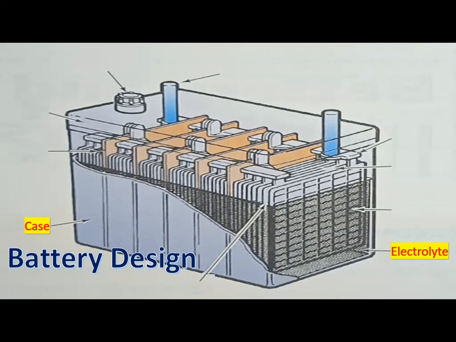Battery cases have sediment spaces in the bottom of the case, which provide space for material shed off the plates. If this space were not provided, the material that is shed would make contact between the plates and short them together.